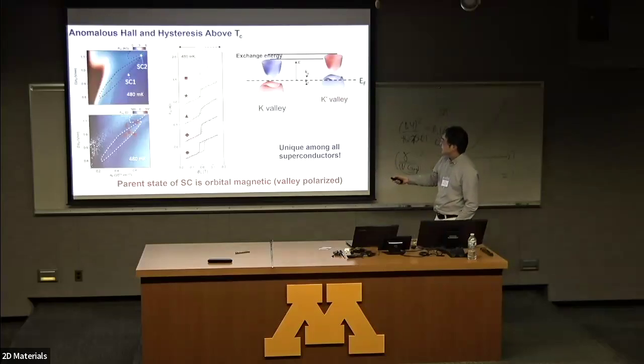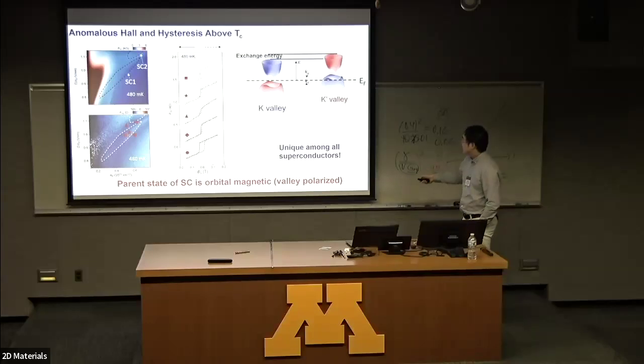And it turns out this hysteretic behavior in transport even persists to above TC. In the normal state, this is a pocket that corresponds to what's going to be SC1 at a lower temperature. So if you look at the star and the square position, you measure the RXY as a function of out-of-plane magnetic field. You have hysteresis, you have a jump in RXY. So this is already suggesting the parent state breaks the valley symmetry. And even this observation is unique among all superconductors.